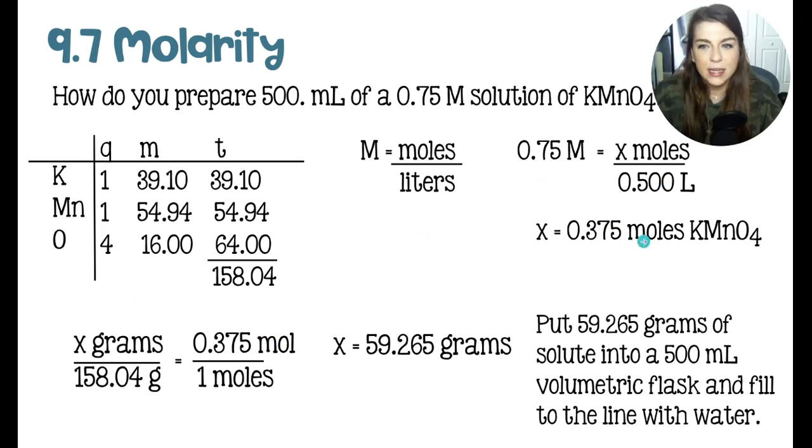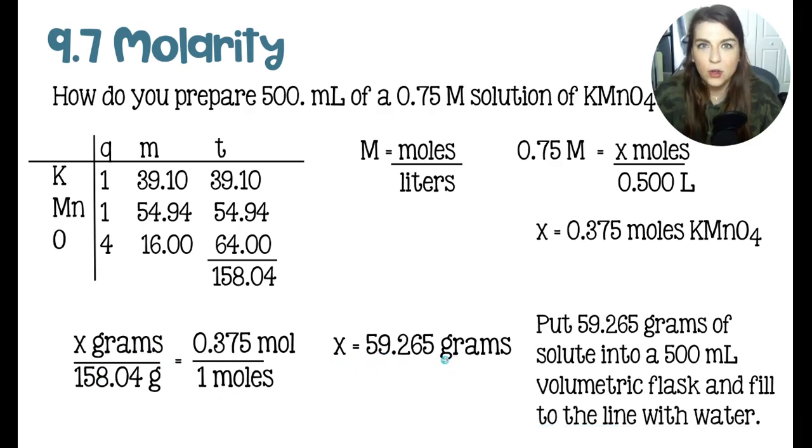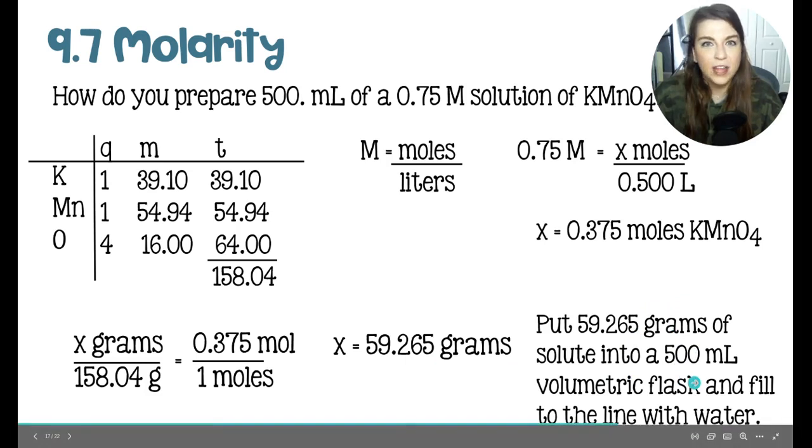So I have to take that number of moles and convert it to grams, and I did that using my molar mass from the QMT chart. I don't know how many grams it is when I have 0.375 moles of KMnO4, but I do know that it's 158.04 grams if I have 1 mole. So I crisscrossed and solved for x, which came out to 59.265 grams of KMnO4. So what you do, you take the solid and you put that into the volumetric flask.